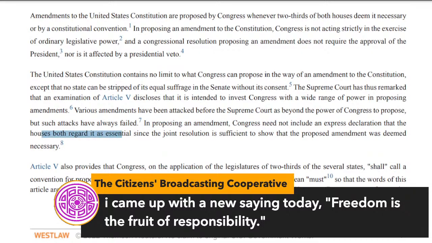In proposing an amendment, Congress need not include an express declaration that the houses both regard it as essential, since the joint resolution is sufficient to show that the proposed amendment was deemed necessary. So in proposing the amendment, it does not need to include an express declaration that the houses both agree it's essential, since they already have a joint resolution. That's sufficient to show.